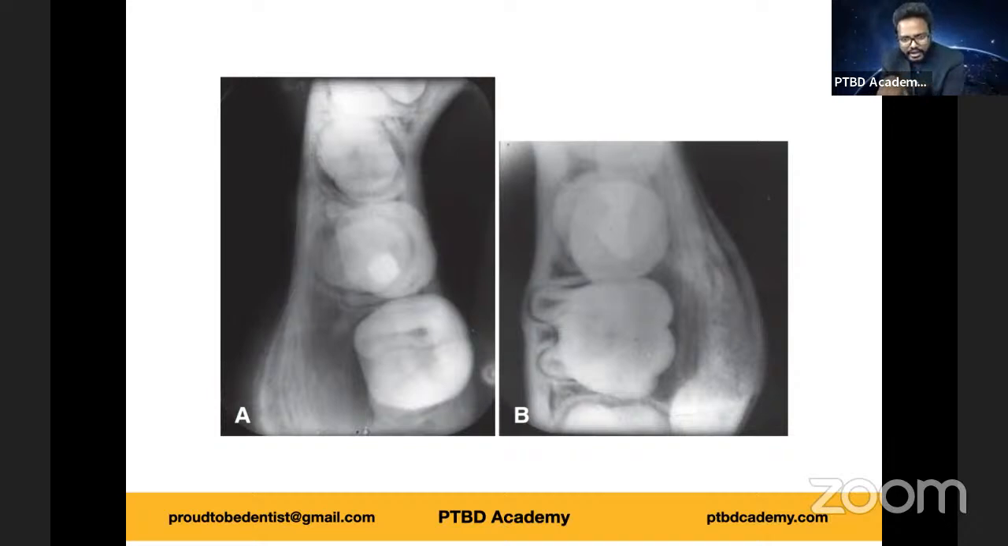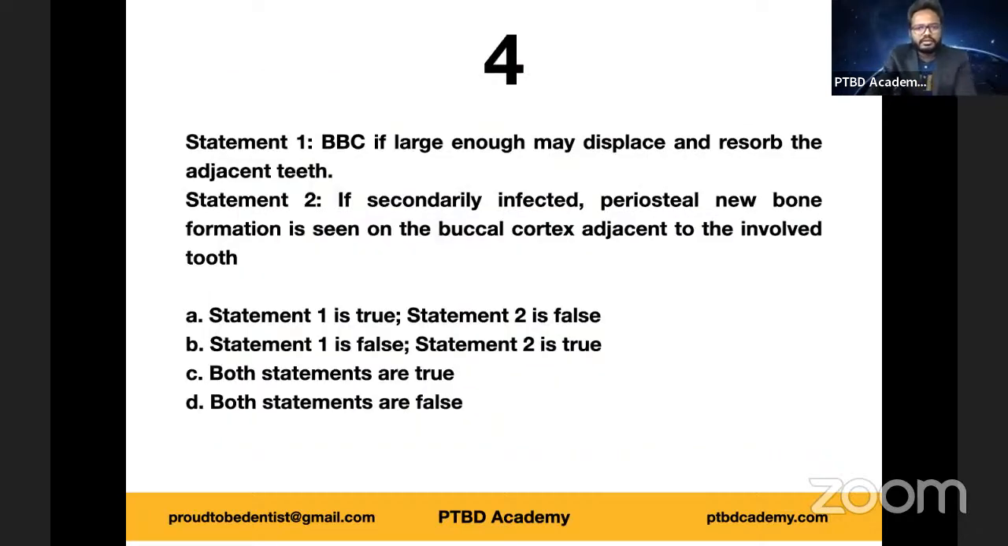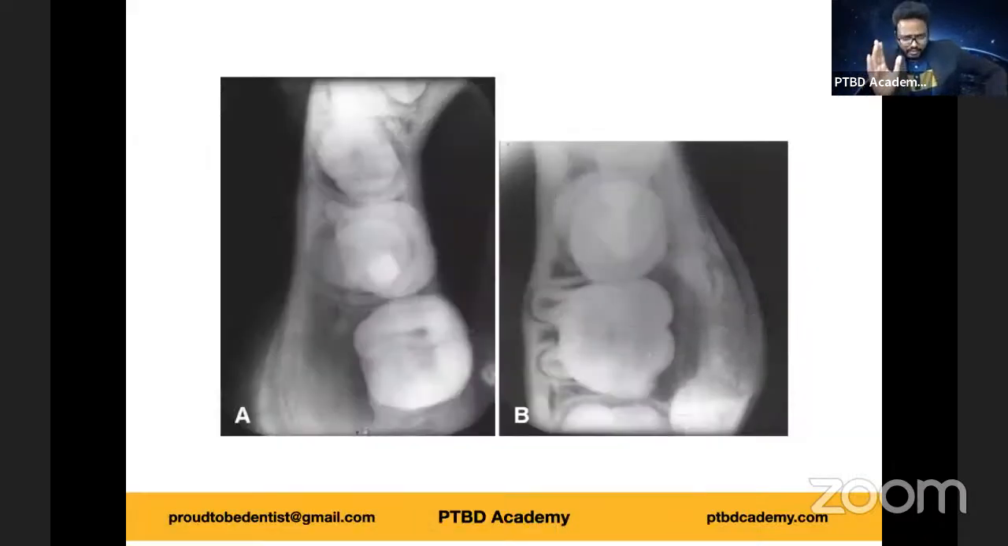In illustrations A and B, you can see periosteal bone formation along the buccal aspect. You should be able to differentiate this image from the previous occlusal radiograph where there was no periosteal new bone formation, but here, once infected, there can be bone formation as mentioned in statement 2. So if secondarily infected, periosteal new bone formation is seen on the buccal cortex adjacent to the involved tooth, as you can see in these cross-sectional occlusal radiographs.